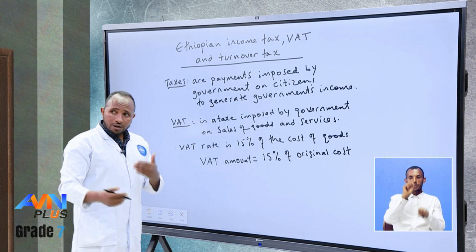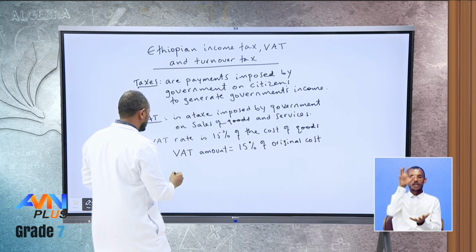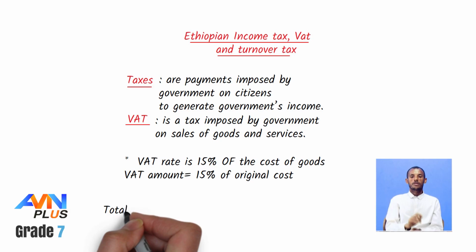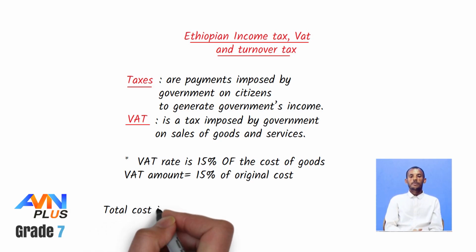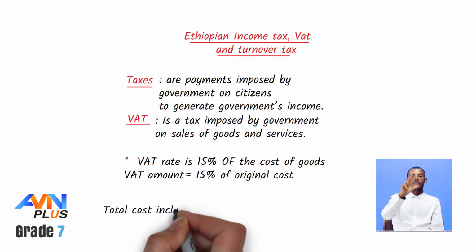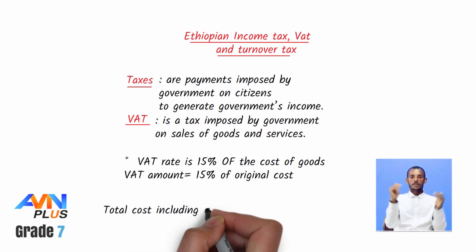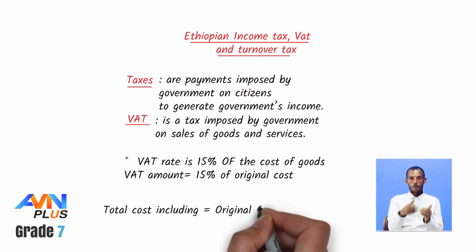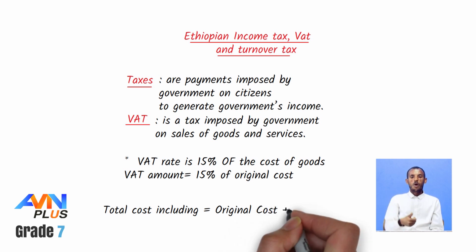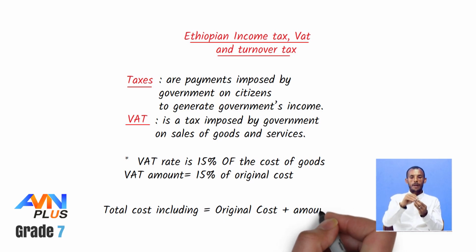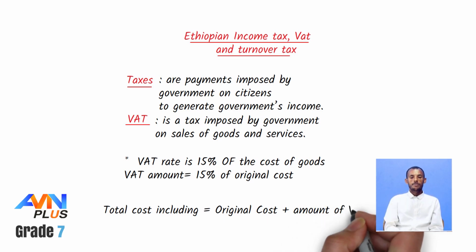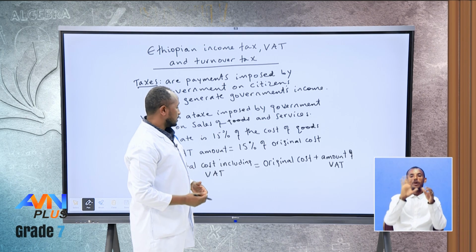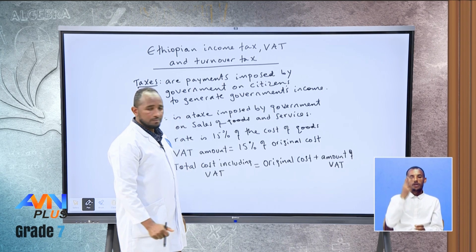So the total cost including VAT is given by this. Total cost including VAT is equal to the original cost plus the amount of VAT. So these are the equations to calculate VAT. So we'll see an example for this.